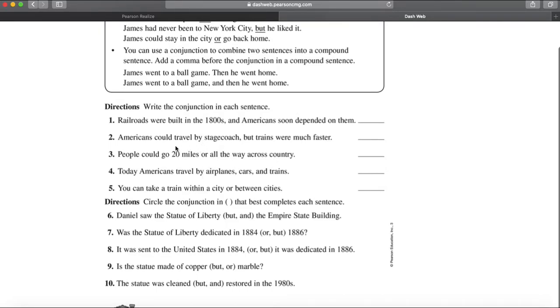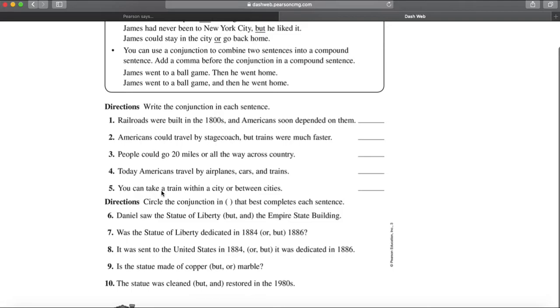Excellent. Today Americans travel by airplanes, cars, and trains. The conjunction here is and. Now why did I use and? I use it to add information. Number 5. You can take a train within a city or between cities. So I'm choosing again, a train within a city or between cities. So the conjunction is or because I'm choosing.